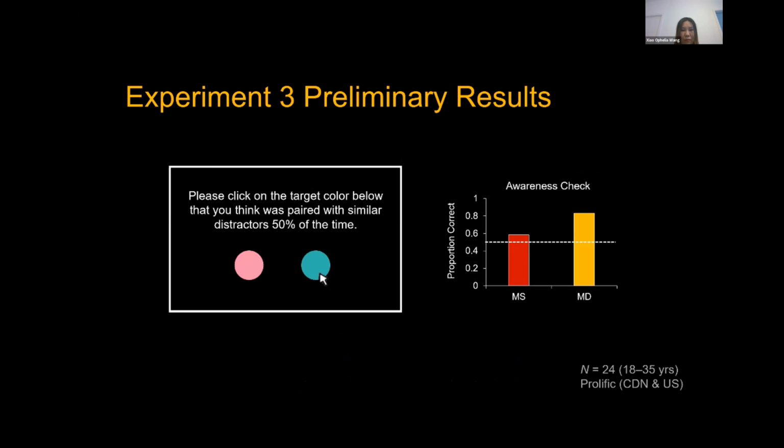So we also added an awareness check for experiment 3 to make sure that participants are aware of the change in presentation frequency. The results showed that people who encountered similar items mostly wouldn't be able to detect the change, because see here, they perform at the chance level. And this eliminates the possibility that people are intentionally controlling themselves to focus more on one specific target color.